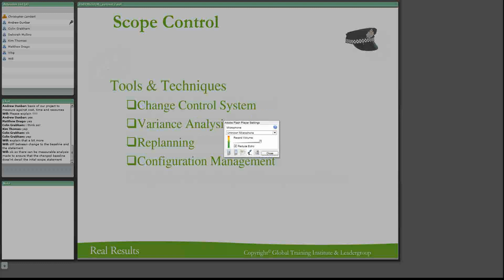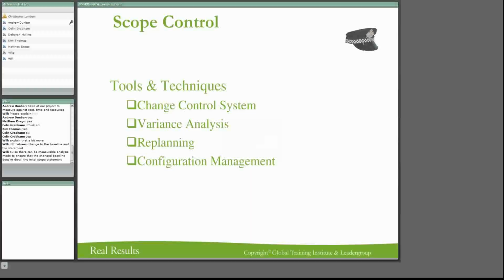It's analysis, all right? That's why I was talking about now with your version 2 of your baseline. Your variance analysis is a critical tool for project management. Replanning.